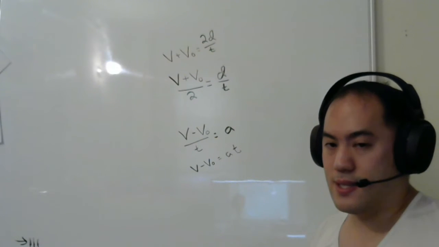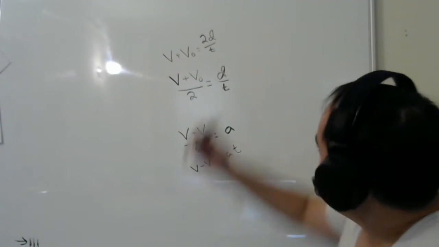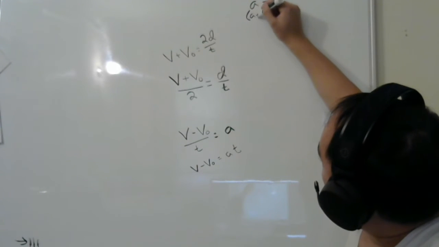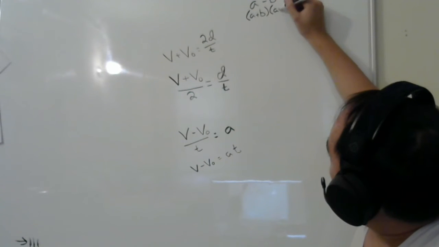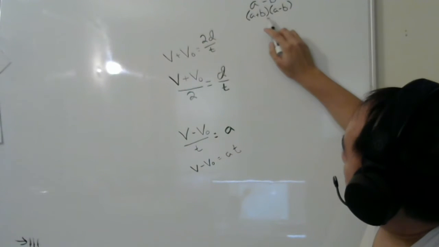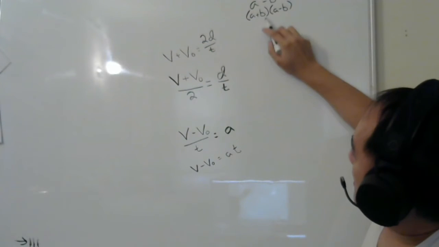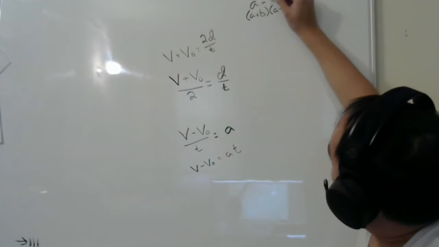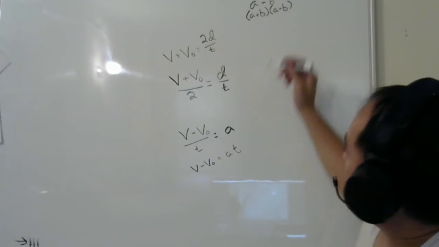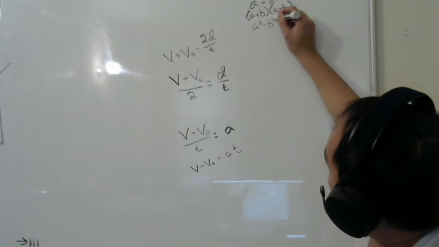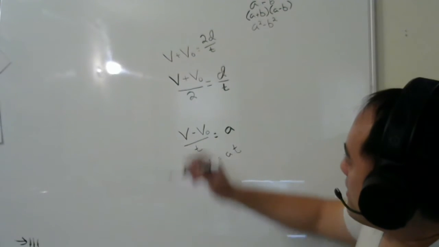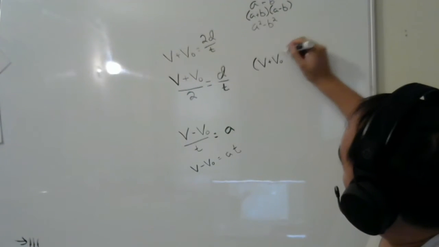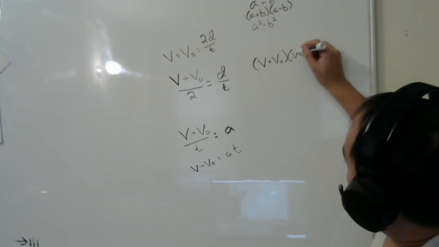You guys have seen this in math class. It's called the difference of squares. A squared minus B squared is A plus B times A minus B. Right? A squared minus B squared. AB and BA cancel out. I wrote the same thing. A squared minus B squared is A plus B times A minus B. So we're doing the same thing. This is V plus V naught times V minus V naught.